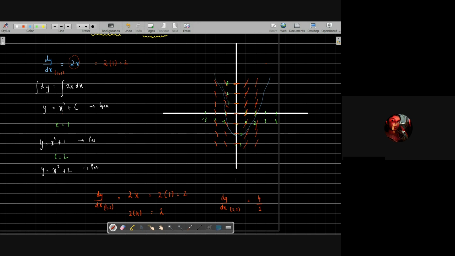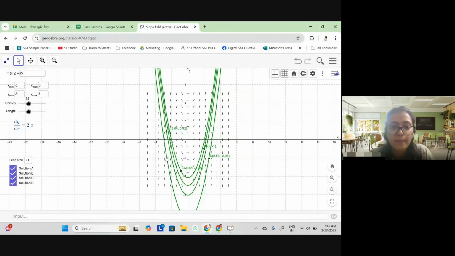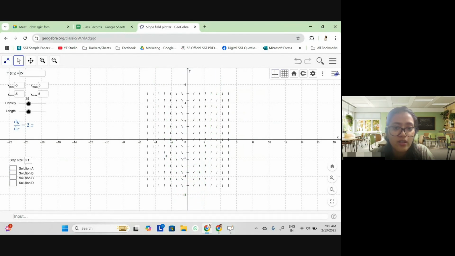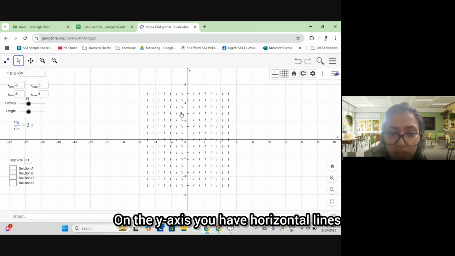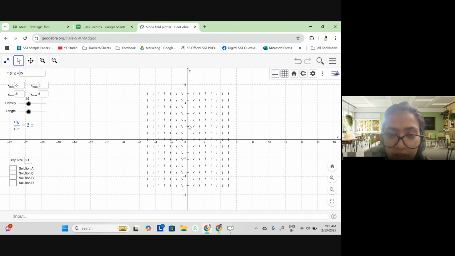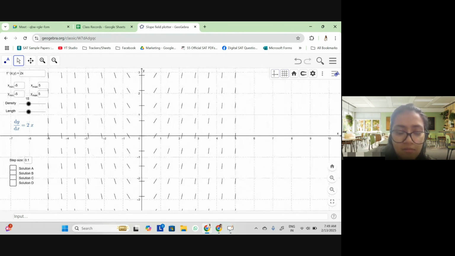Now, if you go on GeoGebra, if I remove all these solutions, that's what you have. On the y-axis, you have horizontal lines, right? All the points on the y-axis, they are horizontal.